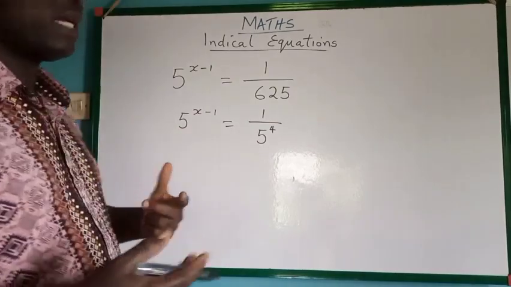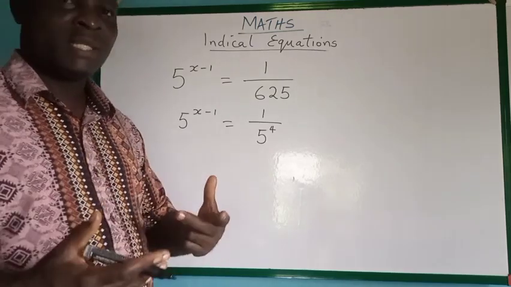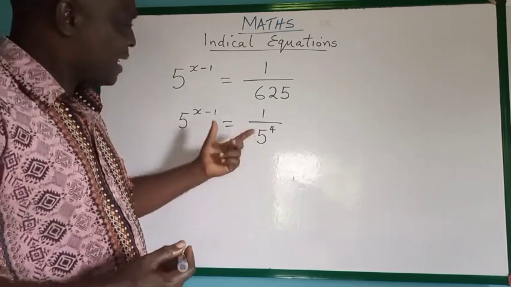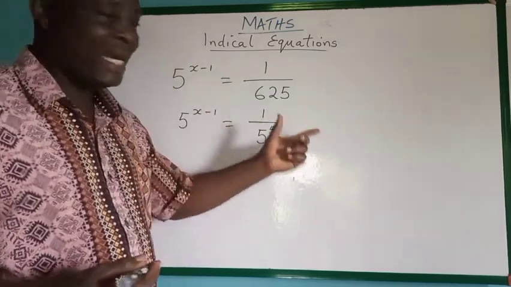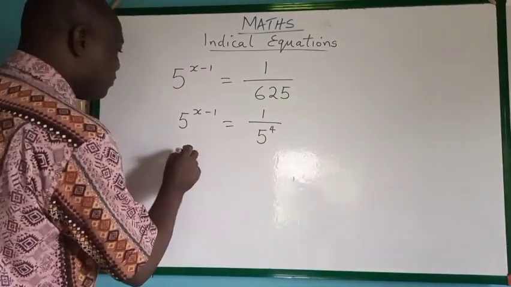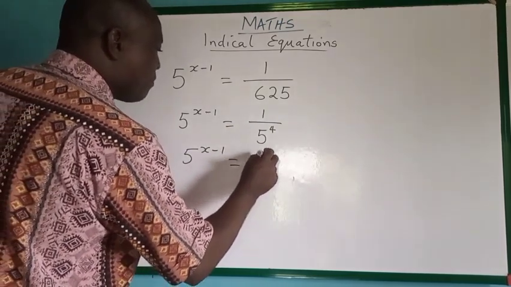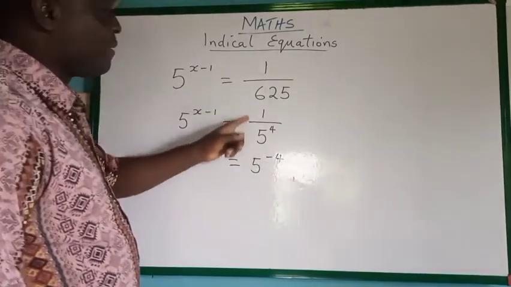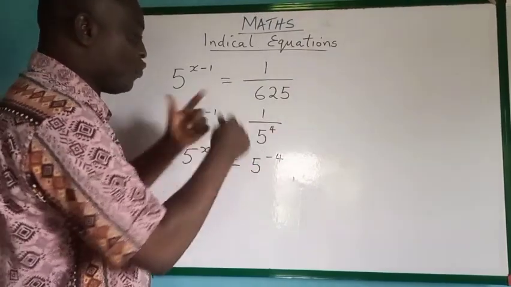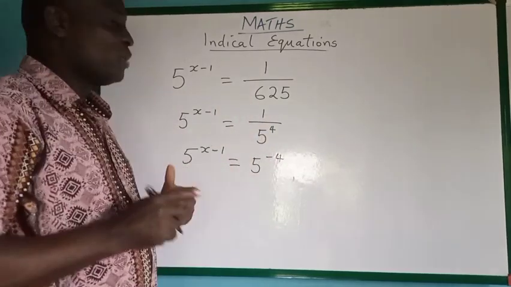From our previous video, we also told you about negative indices, which are also referred to as reciprocals, that we have here as a fraction. So can I express this as a straight line? Yes, I can. In what way? I can write the left hand side as 5 raised to the power x minus 1 equal to 5 raised to the power minus 4. You see that the 1 all over in 1 all over 5 raised to the power 4 has vanished, and that is what has made the positive 4 become negative 4.